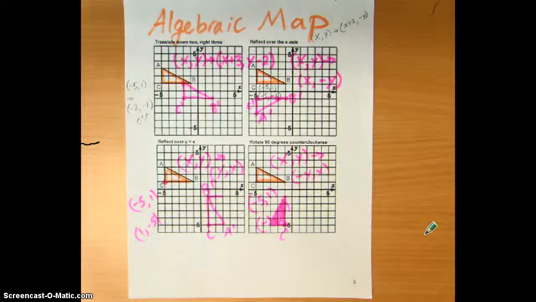For the majority of our quizzes and tests, you'll be able to use any of these three methods, but there will be specific questions where you need to know how to use all three methods: using transfer paper, the properties of transformations, and an algebraic map.